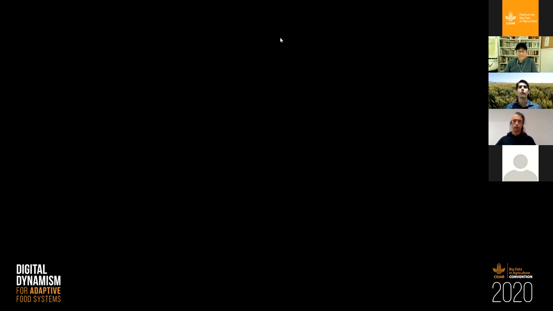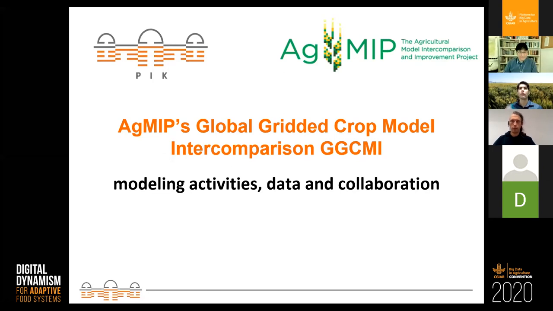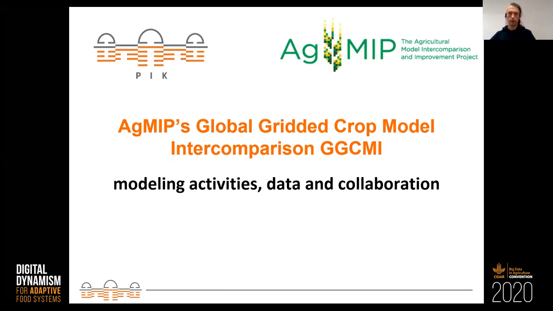So my name is Christoph Müller. I'm at the Potsdam Institute for Climate Impact Research. And I'm not going to introduce a specific modeling study of mine to you, but I want to introduce a project that I'm co-coordinating, which is a global gridded crop model intercomparison within AgMIP. AgMIP is the Agricultural Model Intercomparison Improvement Project that you all have heard of, I guess.